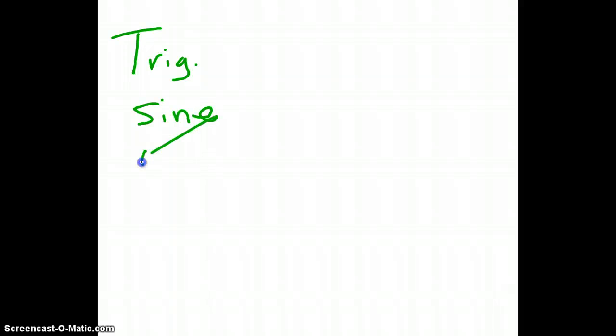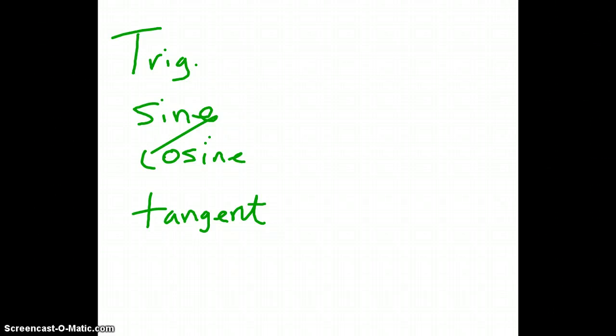Today we're going to start our discussion about trigonometry. There's just a couple things that you need to know about your study of trig. One of them is the trig functions: sine, cosine, tangent. These are abbreviated: sine, cosine, and tan. And what are these functions?